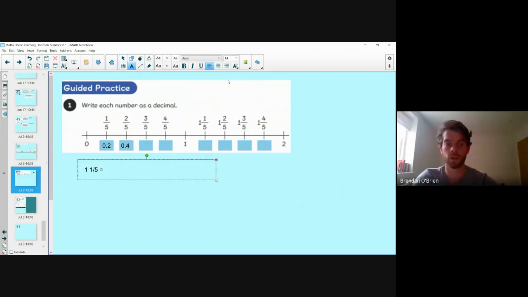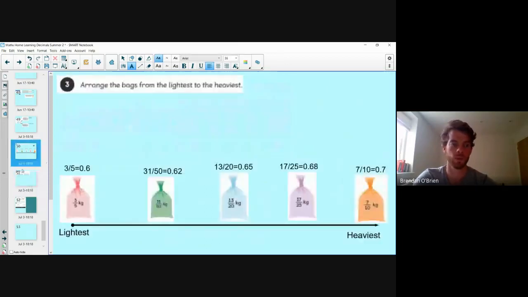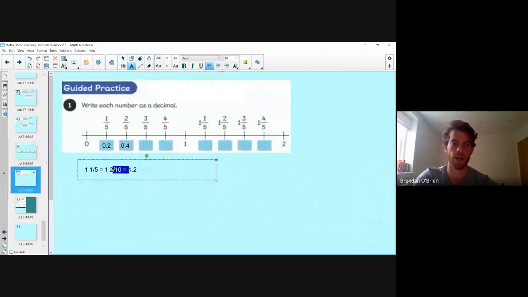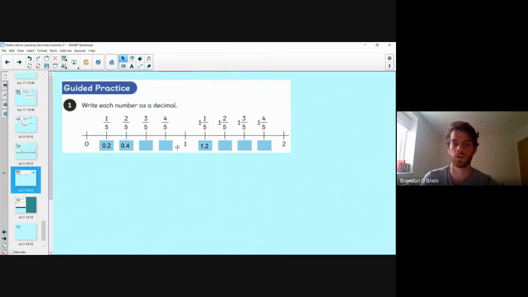I'm just going to do the same thing now, and I'm going to convert the 1/5 to tenths, which would be 2 tenths. Because again, I've multiplied my denominator by 2 to get 10, and I've multiplied my numerator by 2 to get 2. The decimal, I can write that as 1.2. So I can then take my decimal there, 1.2, my 1 whole and 2/10, and I can put it in here.